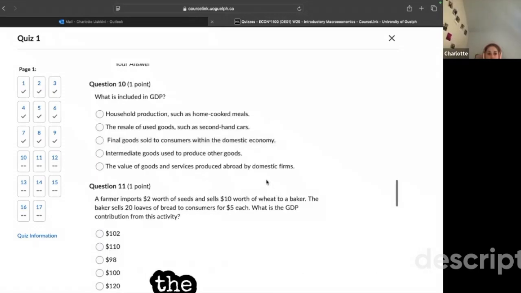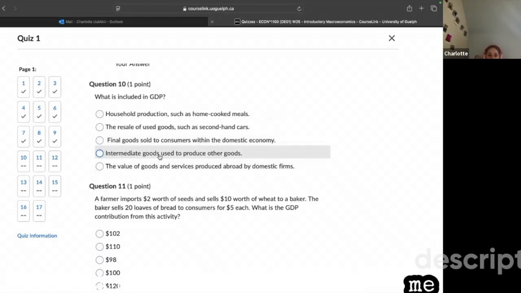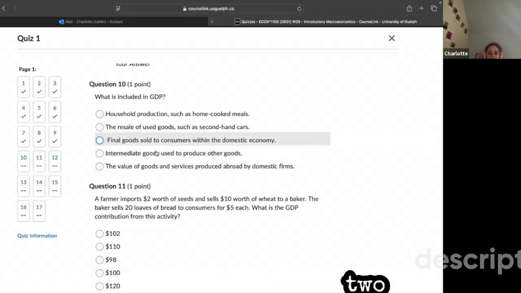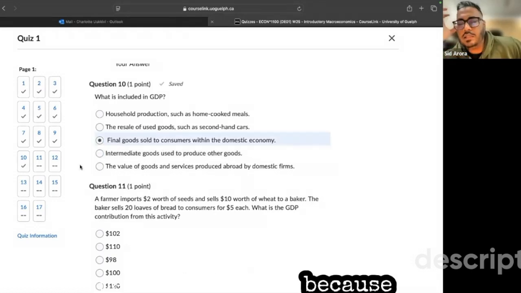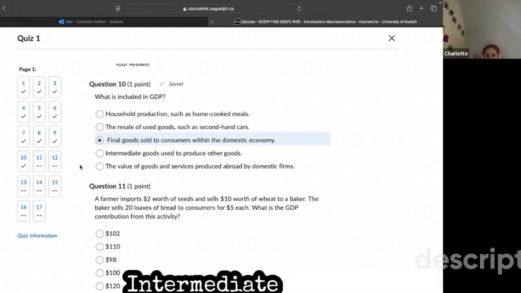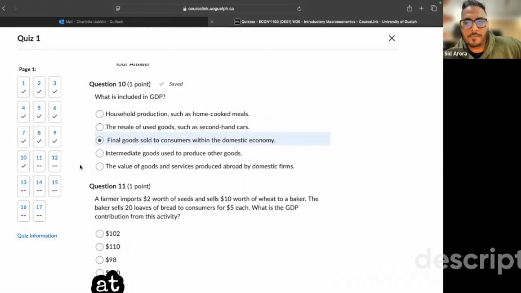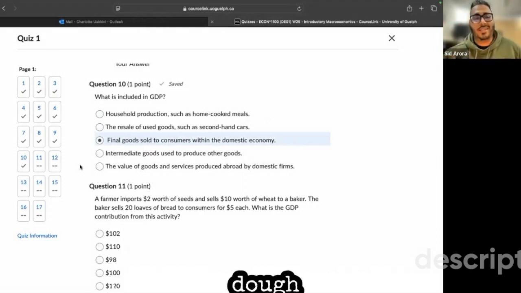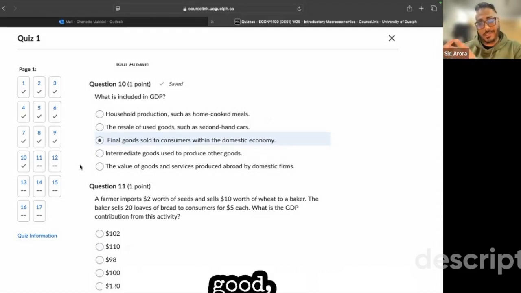All right. What is included in GDP? Okay, so that is intermediate goods, I'm pretty sure. Well, let me just give it another skim over. For me, it's between these two. Intermediate goods are usually excluded, I think, because of double counting, remember? Intermediate goods are basically goods used to produce final goods. For example, if you're looking at a bakery and they produce cakes, the dough they buy would be an intermediate good to produce the cake. When we're looking at GDP, we only look at the value of the final good, which is the cake.